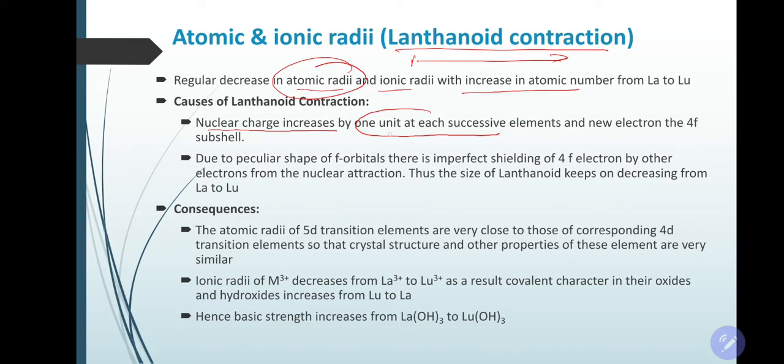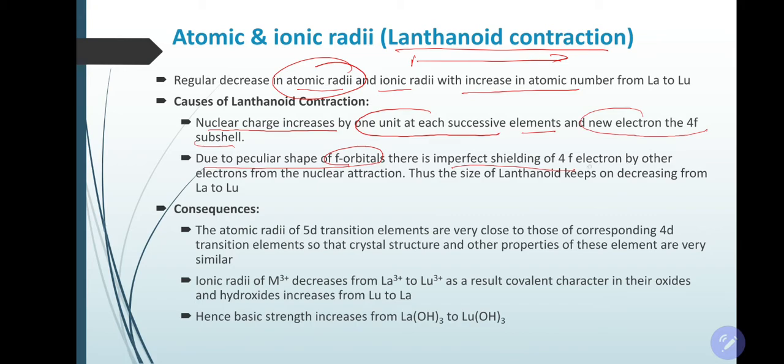Okay, nuclear charge will basically increase by 1 unit at each successive element, and a new electron enters the 4f subshell. Clear? Okay, so due to the peculiar shape of the f orbital and the imperfect shielding, what will happen as the nuclear charge increases as you go along the series? The screening effect will increase, as the imperfect shielding of 4f electrons, they are loosely held, means the ionization enthalpy will decrease.